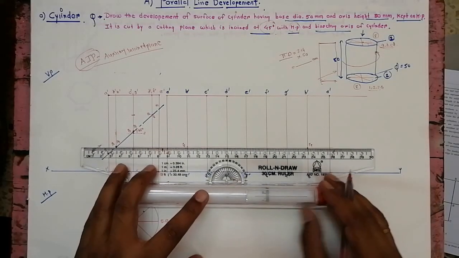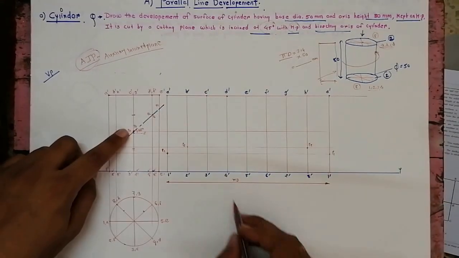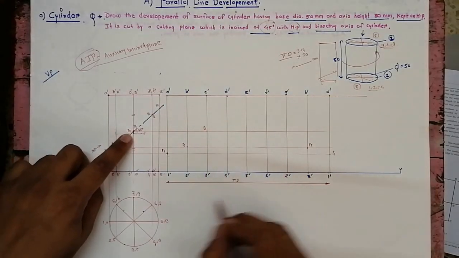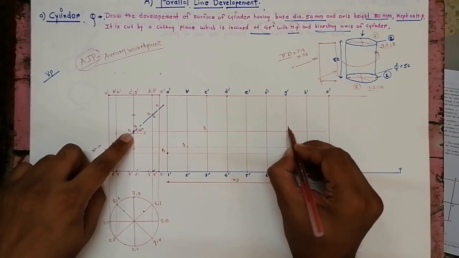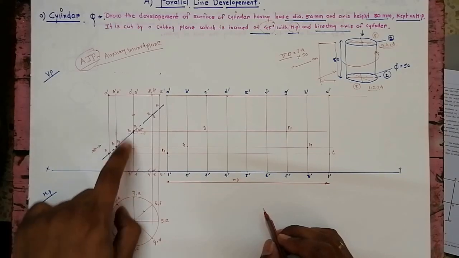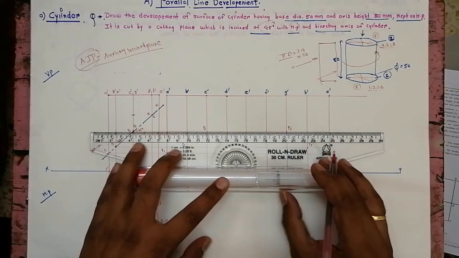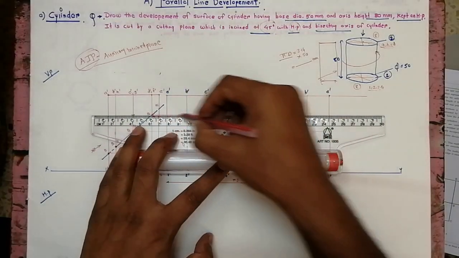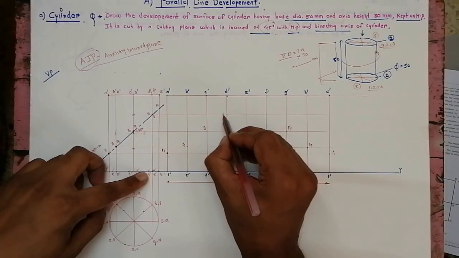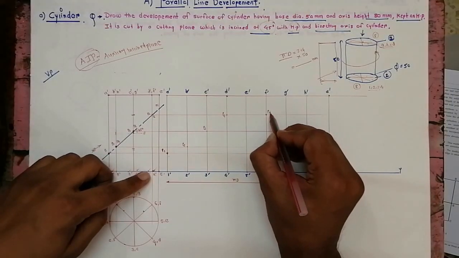Now the third one is from P3 and P7. P3 is on 3 dash or C dash, so this is P3, and P7 is on 7 dash, so this is P7. Now from the 4 and 6: P4 is on 4 dash, so this is P4, and P6 is on 6 dash, so this is P6.